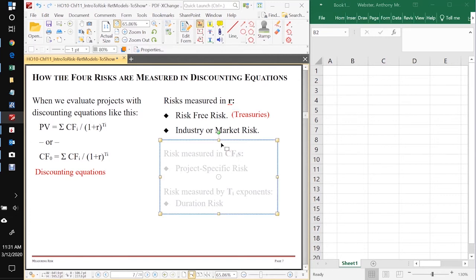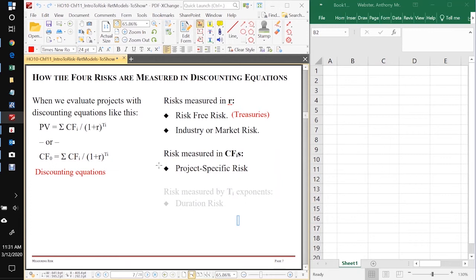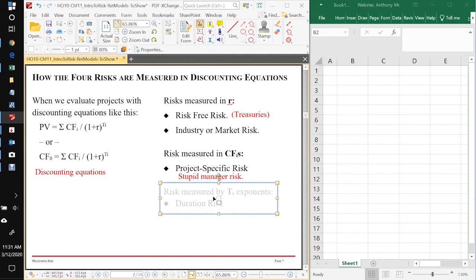And then again, pretty much everyone in the world agrees that in our cash flows, we're going to measure that project-specific risk. That's what I've been calling the stupid manager risk, right? That's our project-specific risk. And as I indicated on the previous page, our duration risk is measured automatically by having t in the exponent here. So the longer the project goes, the more risk we're going to have in there. And that comes built from the math of these equations.